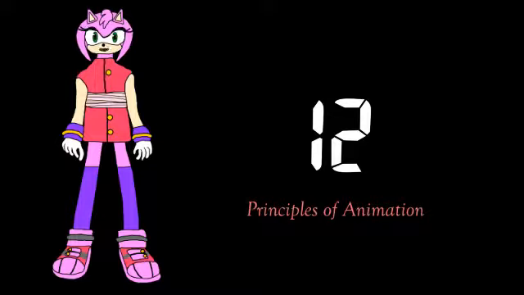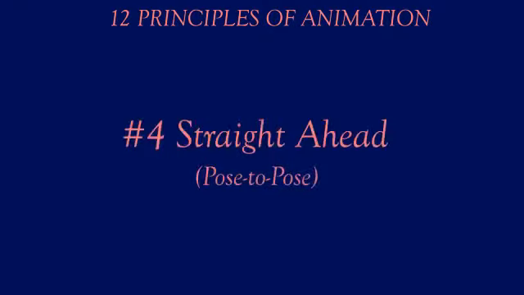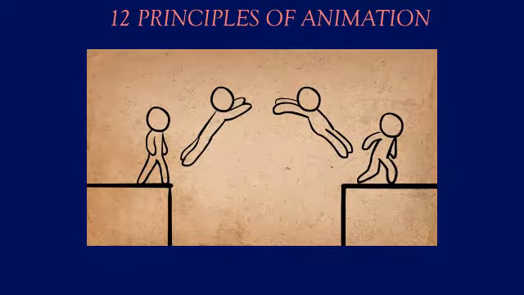We will move on to the next principle. The fourth principle is straight ahead, or pose to pose. A combination of the two techniques is often used to create a dynamic and dramatic illusion of movement. Most computer animation tools assist with the principle by automatically filling in the missing sequences and transitions between keyframes.